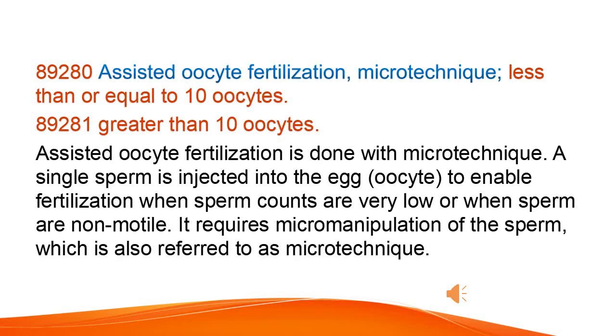Assisted oocyte fertilization, microtechnique, less than or equal to 10 oocytes. Greater than 10 oocytes. Assisted oocyte fertilization is done with microtechnique. A single sperm is injected into the egg, oocyte, to enable fertilization when sperm counts are very low or when sperm are non-motile. It requires micromanipulation of the sperm, which is also referred to as microtechnique.